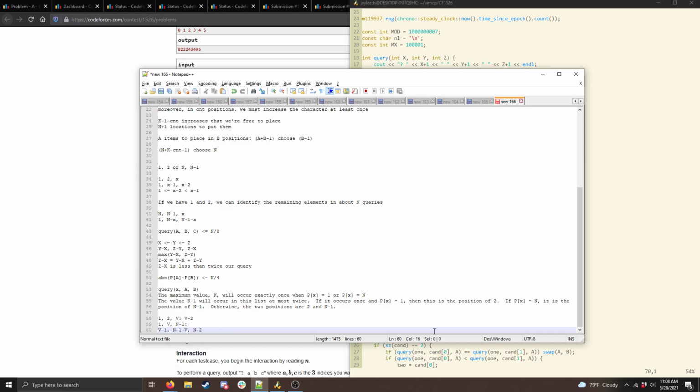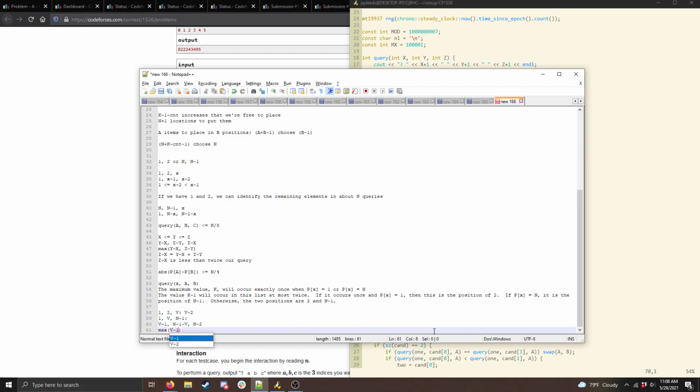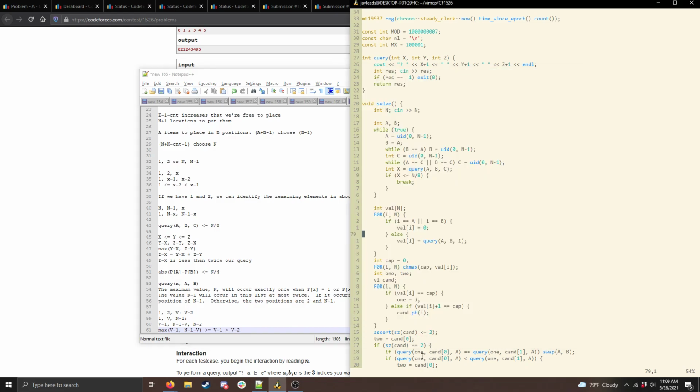And we know n minus 2 is going to be the largest, so we get max of v minus 1, n minus 1 minus v, which is greater than or equal to v minus 1, which is greater than v minus 2. And so what that means is that the smaller query is going to be the one that includes 2, and the larger query is going to be the one that includes n minus 1. And so let me walk through my code real quick.